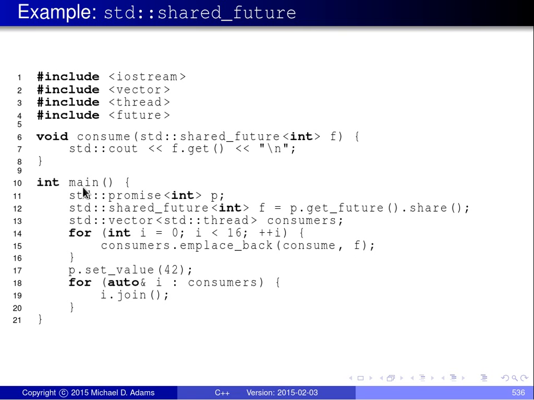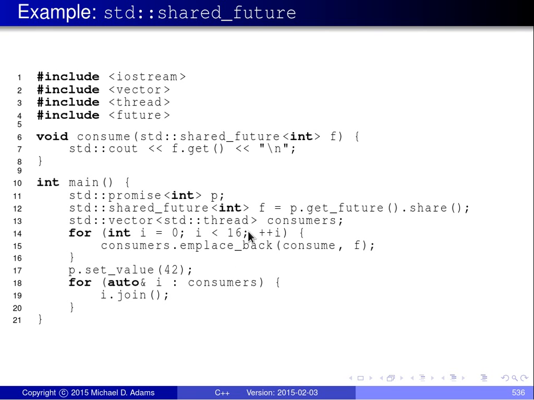Now if we look at the rest of the main function, at the beginning we create a promise object, p, of type promise int. So the type of result that we're going to be writing into this promise is int. On the next line, we call getFuture for this promise object, which returns the future that's associated with this promise. Then we call the shareMember function for this future, which takes the future object, converts it to a shared future, and returns the shared future. So f becomes this shared future that's associated with the promise object p.